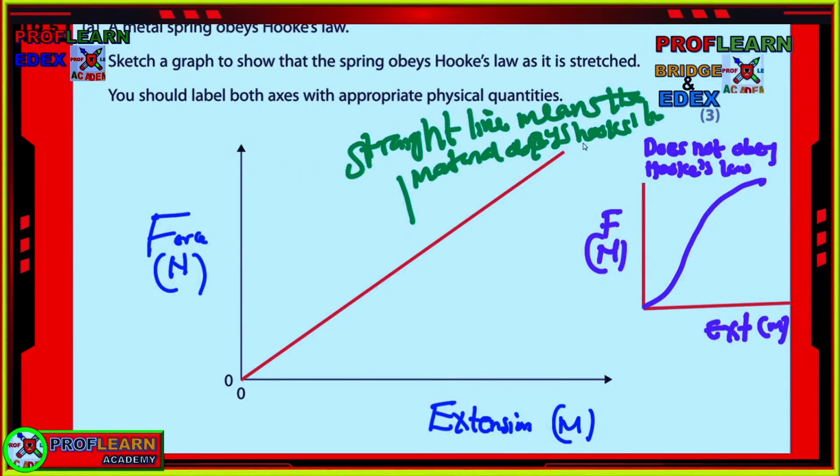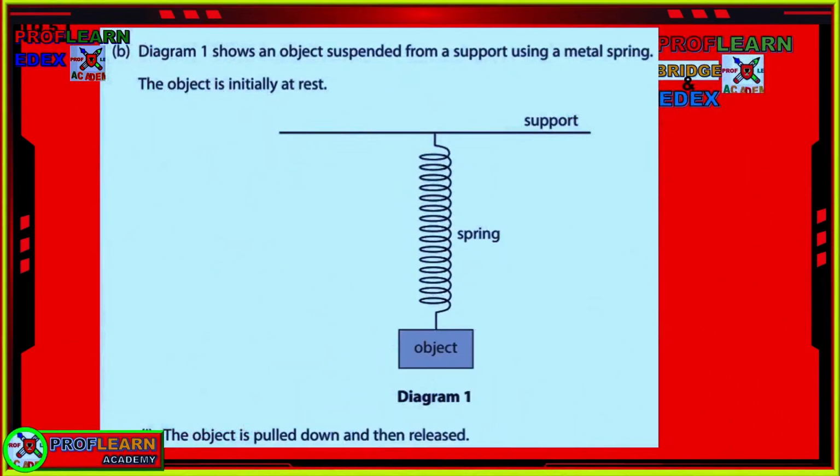So if you are asked to state how the graph shows that the material obeys Hooke's law, it's when it's a straight line, right? Next, we are going to look at the diagram which shows an object suspended from a support using a metal spring. The object is initially at rest. The object is pulled down and then released.